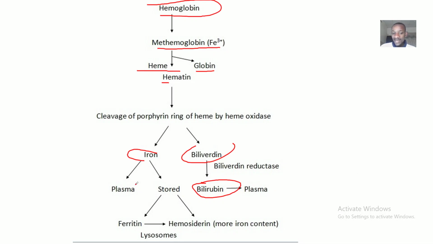Then on the other side, iron goes into plasma. Some of the iron is stored, converted into ferritin, or ferritin can be converted into hemosiderin directly. So this is what the image has for us, but what I teach you guys, I teach directly from the lecture notes of my school. So I'll go into the lecture notes and see what we got.